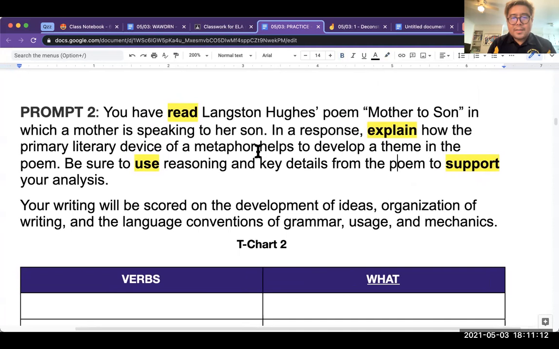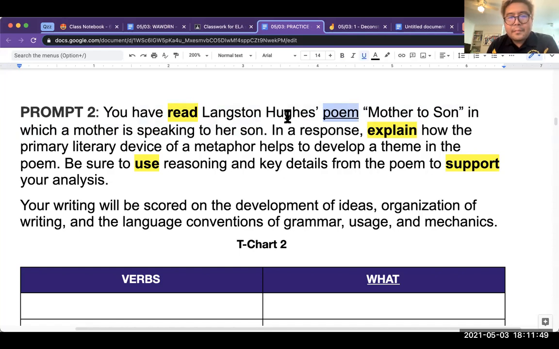Now we go for the what's. We're going to underline the what's. So the first sentence. You have read Langston Hughes' poem, Mother to Son, in which a narrator is speaking to her son. Langston Hughes, I hope we can talk about Mr. Hughes after this test. He's a wonderful African-American author that is very famous, and I love his work. Anyway, so what do I underline? What can I pair up with read in this case? So I'm going to underline the word poem.